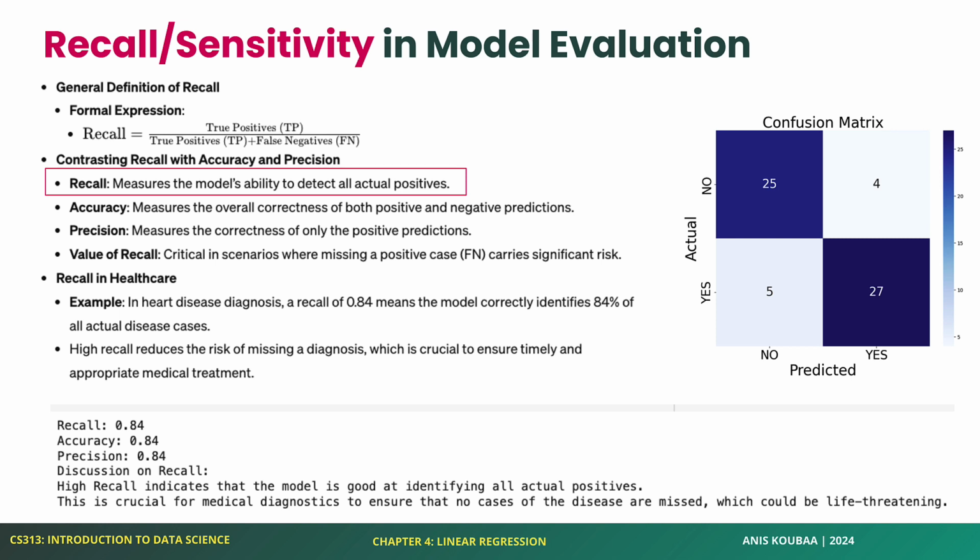This is why we call it recall, and also sensitivity. Both are together, but recall is mostly used here. So a high recall reduces the risk of missing a diagnosis, missing that a positive case is really a positive case.